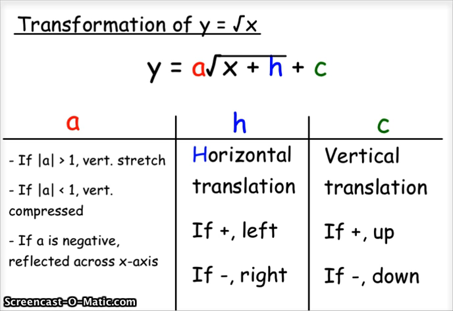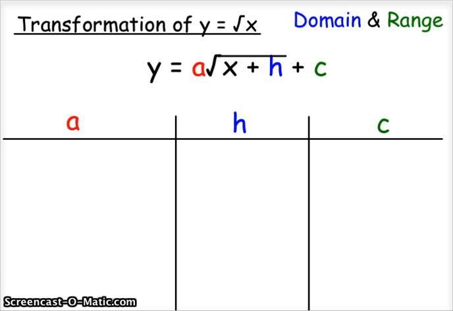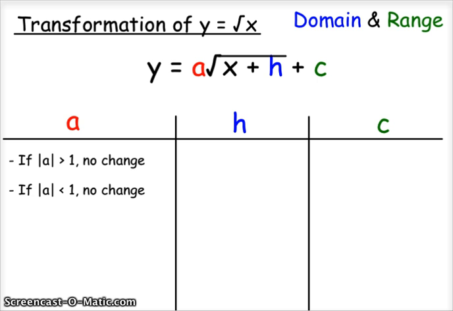Next thing I want to look at is how do these three variables a, h, and c affect the domain and the range of our function. Ultimately, the a and c terms, the terms that are outside the radical, will affect the range, and the terms inside the radical, meaning the h term, affects the domain. So for a, if our value is between 0 and 1 or above 1, it actually doesn't matter at all. The value of a won't affect the range or the domain. However, if a is negative, this will flip the range only.